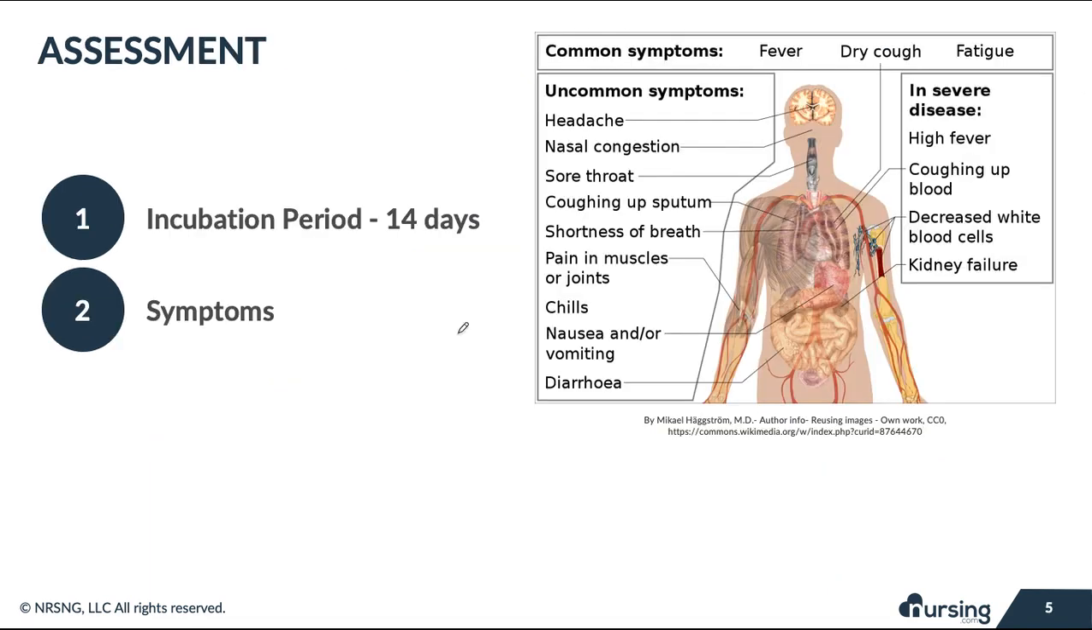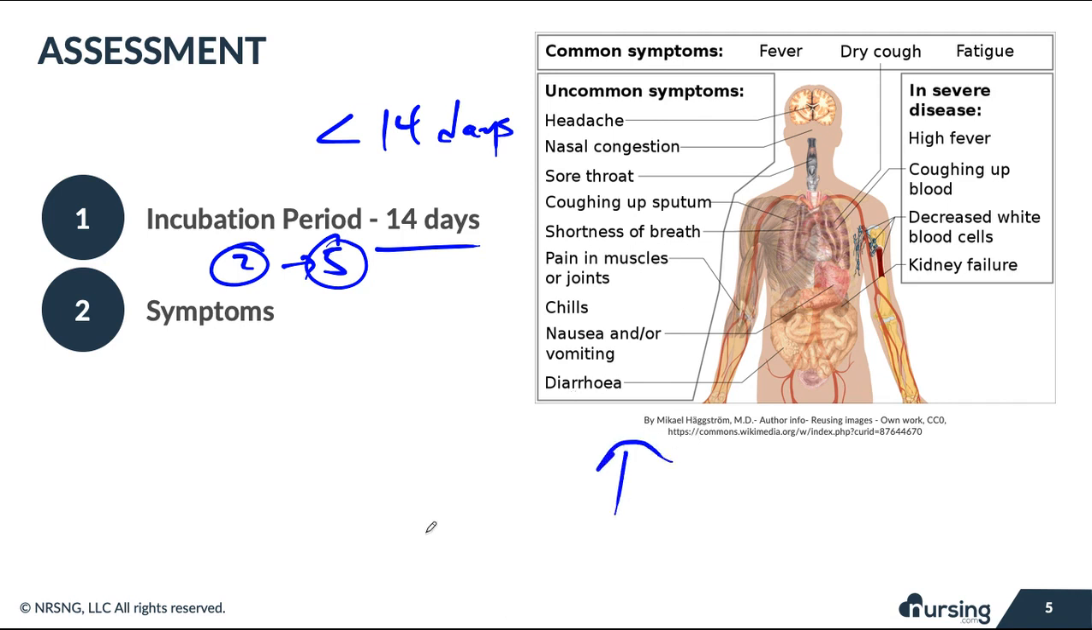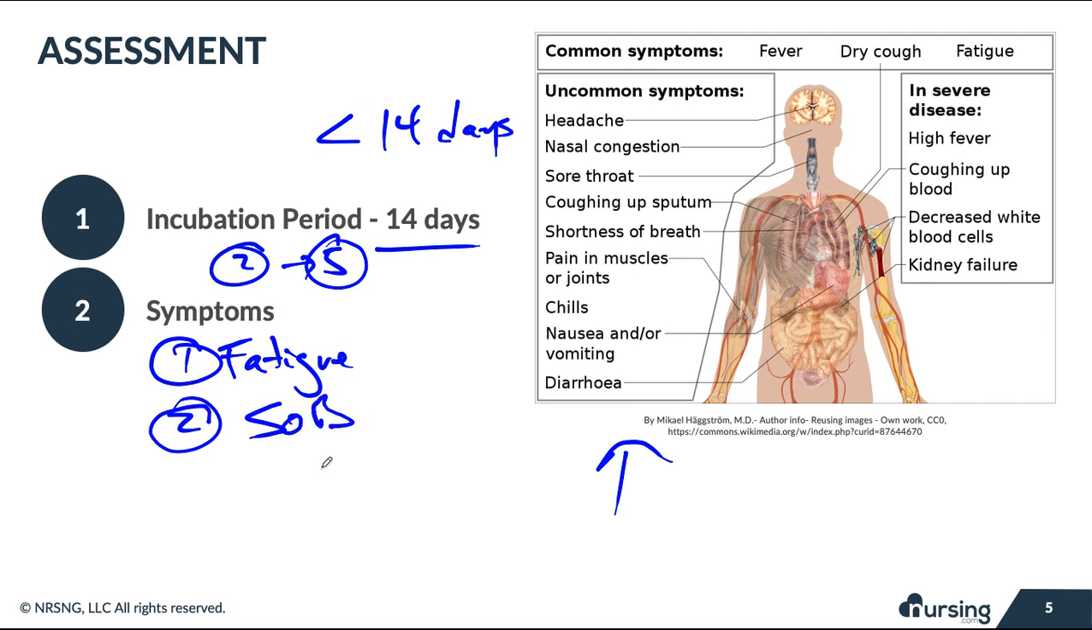So let's talk about assessment. The incubation period for COVID-19 is about 14 days. It can be up to 14 days. Some of the literature says anywhere starting around 2 days, but it can actually be somewhere around 5. If you have a patient that exhibits these common types of symptoms, the top 3 you're going to see are, first, fatigue. They're going to be tired. The next one is shortness of breath. This is another big issue because it's a primary respiratory illness. And the last one you're going to see is fever. These are going to be your top 3.